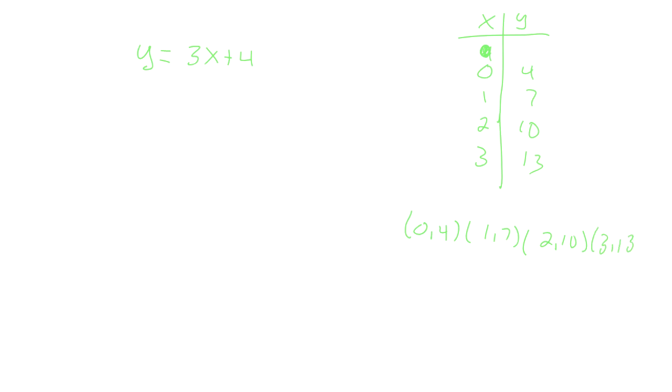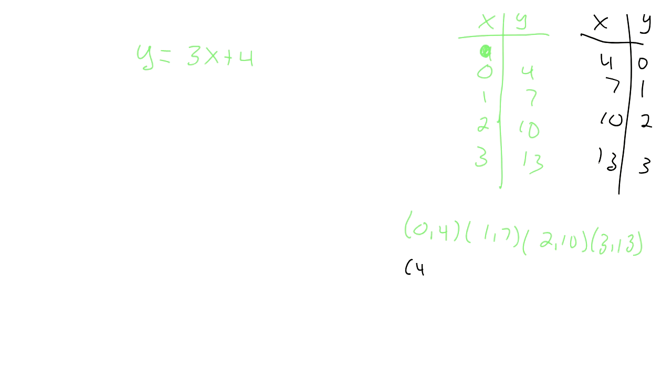So now if I wanted to know what the inverse function is, let's do it in a different color. I will tell you that my inverse function's ordered pairs are going to be (4, 0), (7, 1), (10, 2), and (13, 3). It just flips these around.